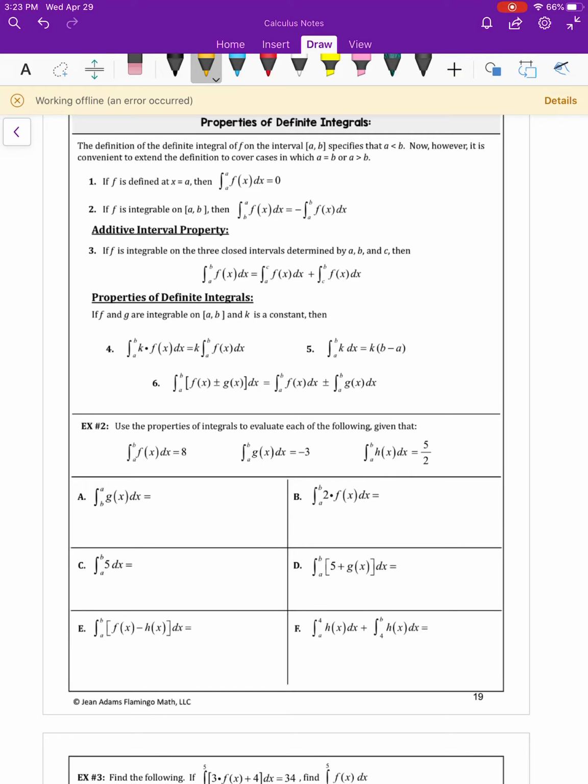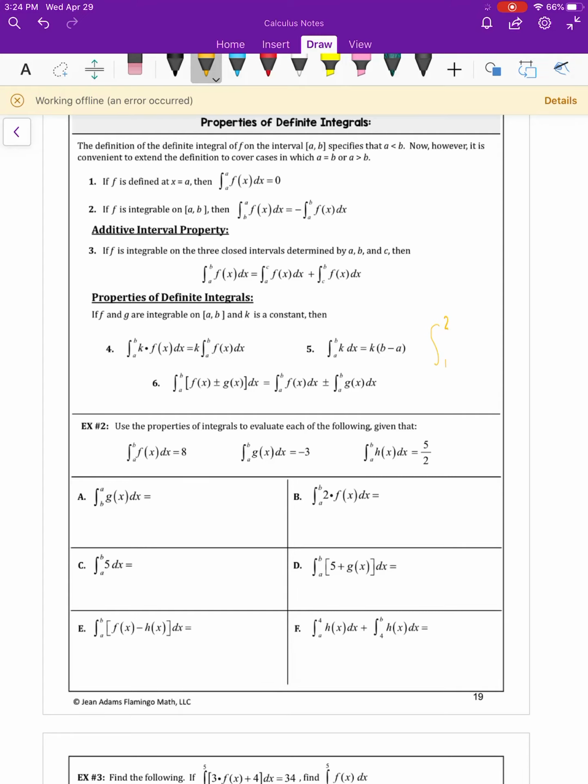If f and g are integrable on the closed interval [a, b] and k is a constant, then, look, if you have a constant that's being multiplied by a function and you're taking the integral, you can pull that constant out and then just focus on taking the integral from a to b and then multiply it by that constant. That was number 4. Number 5, the integral from a to b of k dx is going to be k times (b minus a). And I can explain that one a little bit better because remember, k is a constant.